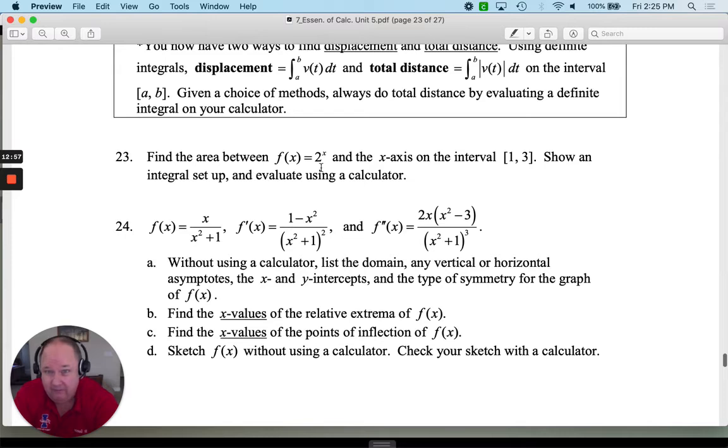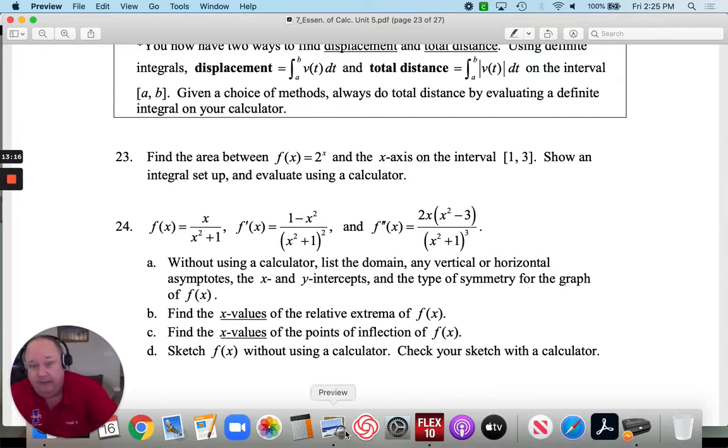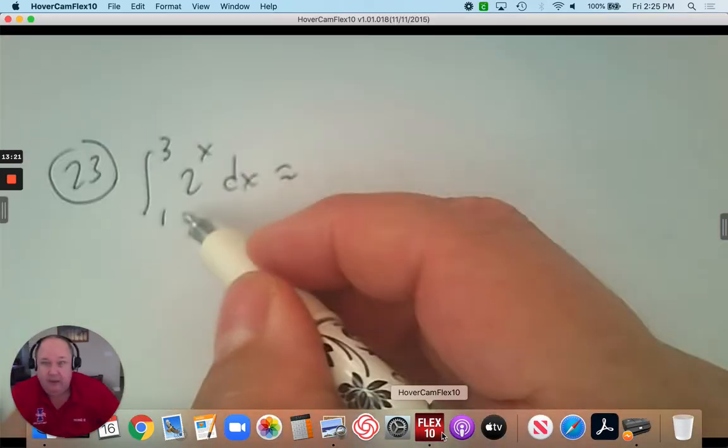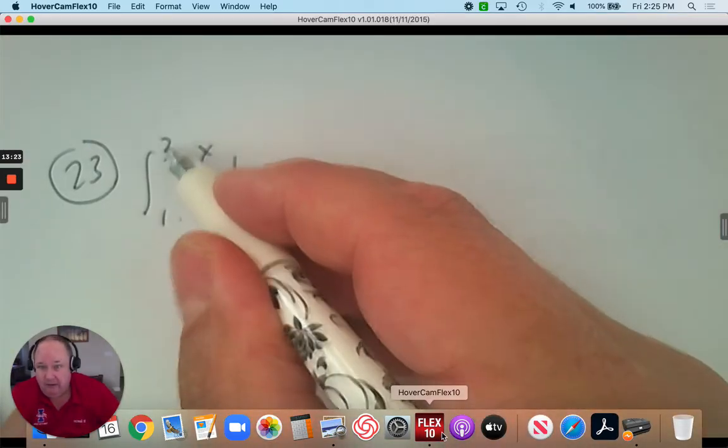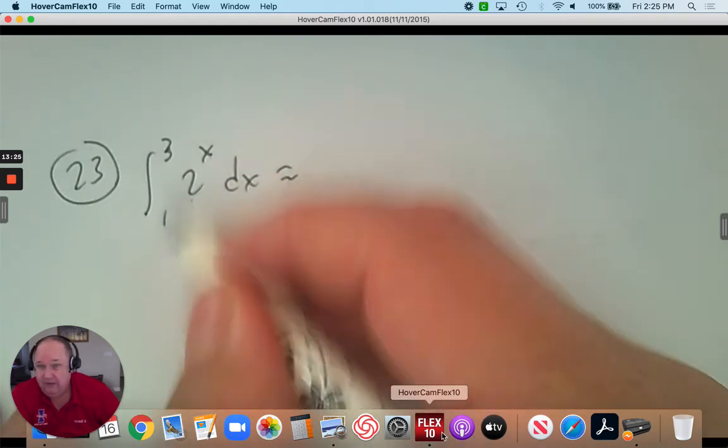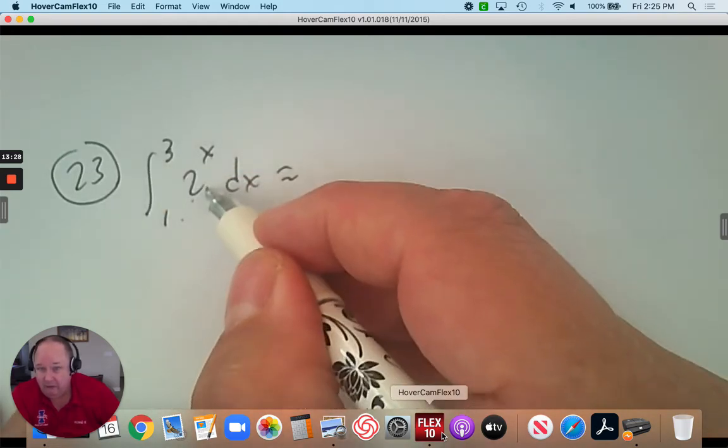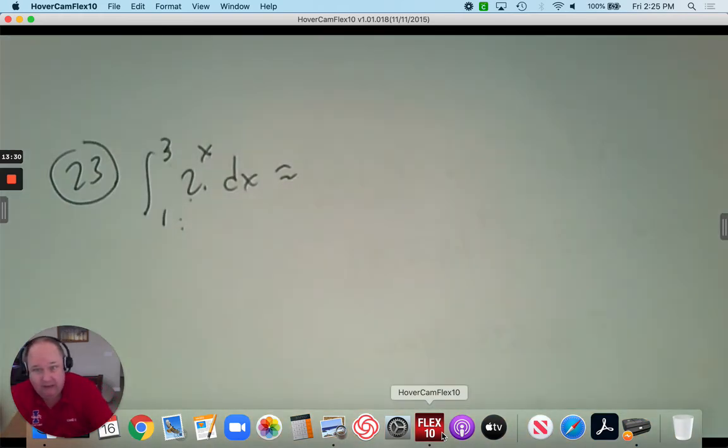Find the area between 2 to the x on the x-axis and that interval, and then show an integral setup and evaluate using a calculator. So to find the area under the curve is integration. We're integrating from 1 to 3, 2 to the x dx, and that's it. Oops, I did that one. So I want to know the area between 1 to 3 for 2 to the x. So this integral setup gives me area under the curve from 1 to 3. Type in using your calculator and you find the area.